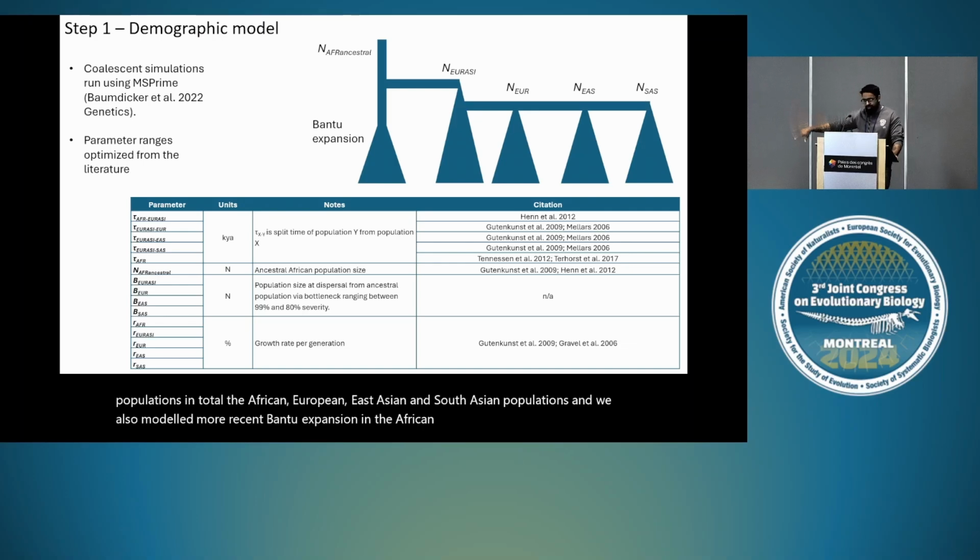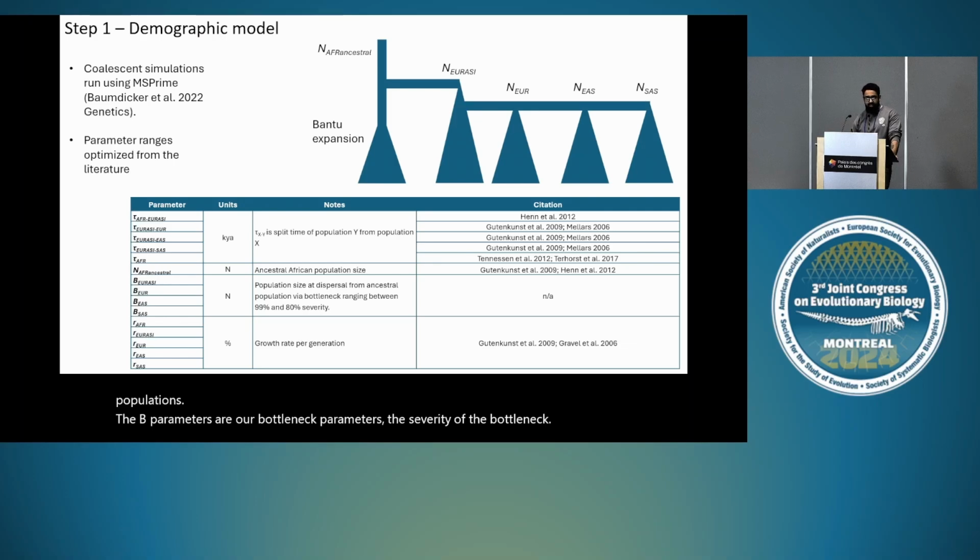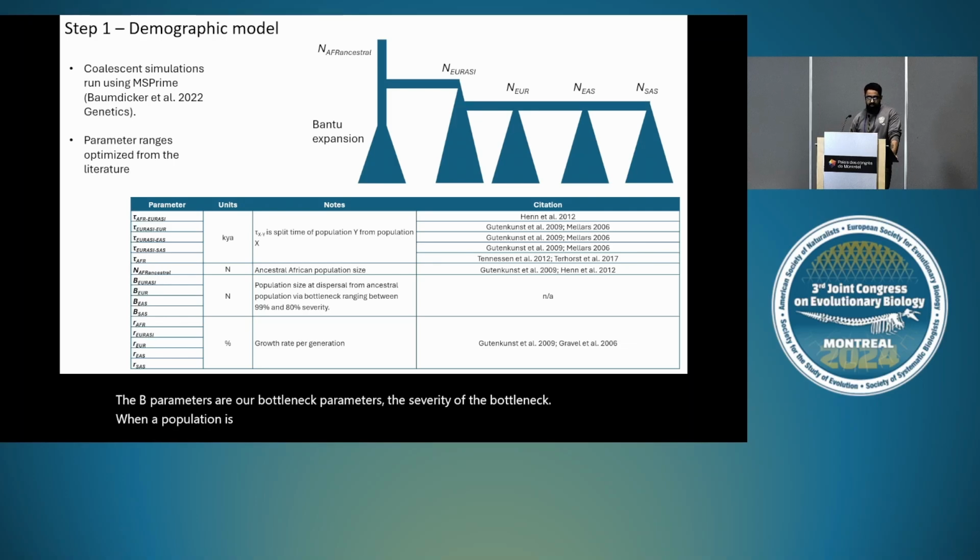Down the bottom here, we just have a table with a list of parameters, and the papers from which we've drawn those parameter ranges. We have our tau parameters, which are the split times of populations. The B parameters are our bottleneck parameters, so the severity of the bottleneck when a population is dispersing. And the R parameters are our growth rates per generation. We also have migration parameters, of course, between the populations, but we sample from an entire range of 4Nm between 0 and 10.